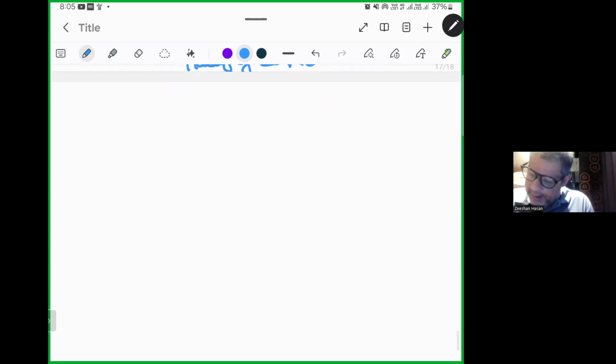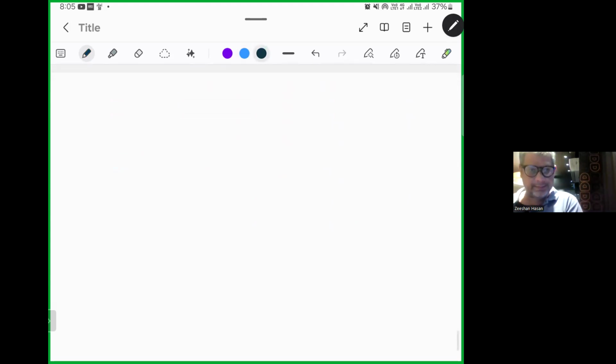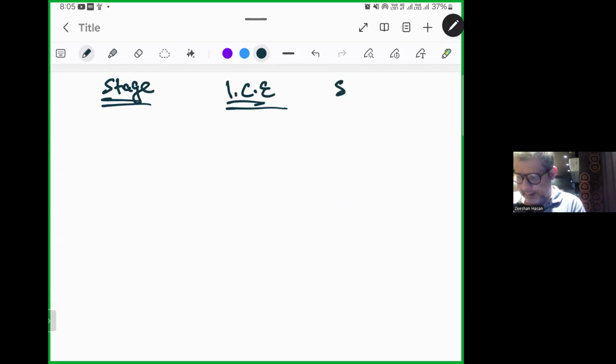I hope it's clear till here. And then again, now for the other stages: one heading is stage, another heading is internal control example, and the other heading is sample test of control.